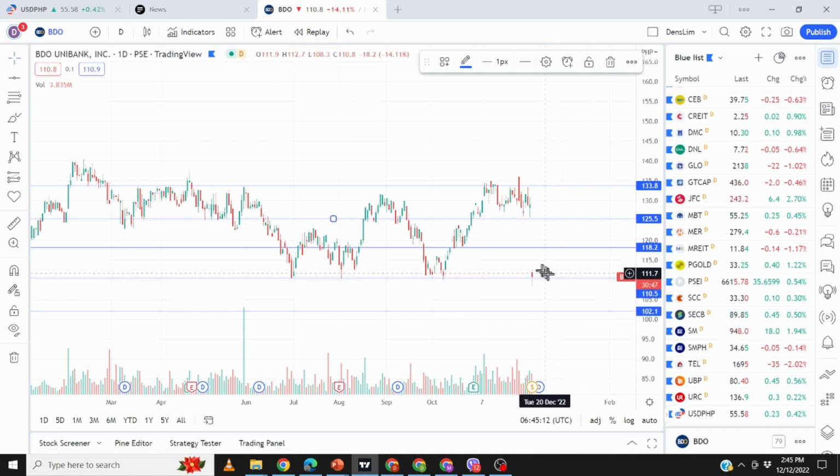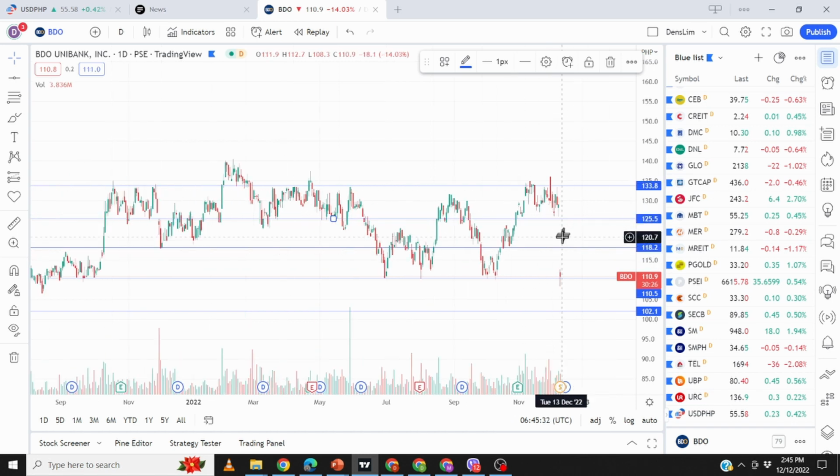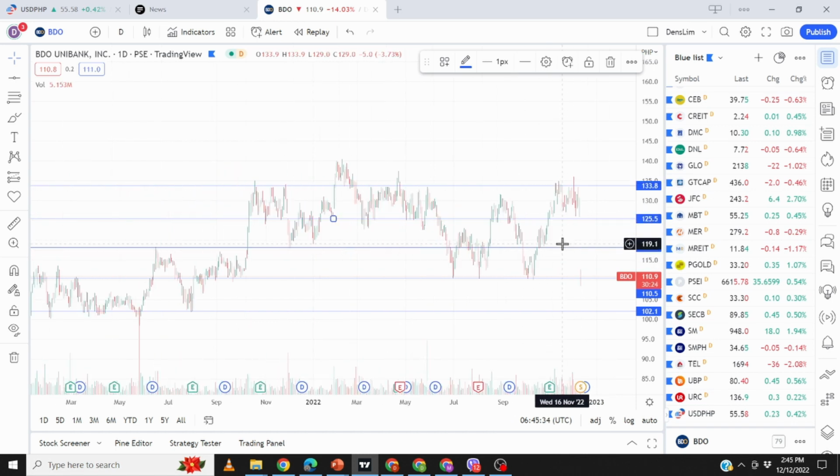So is it a good time to buy? Wait for a few days to see if it bounces from that level, because it might break that support level and go back down to 102, right? So wait for price action to have a confirmed bounce and then slowly buy, slowly accumulate BDO, right? See, that's how easy identifying horizontal lines is, no?